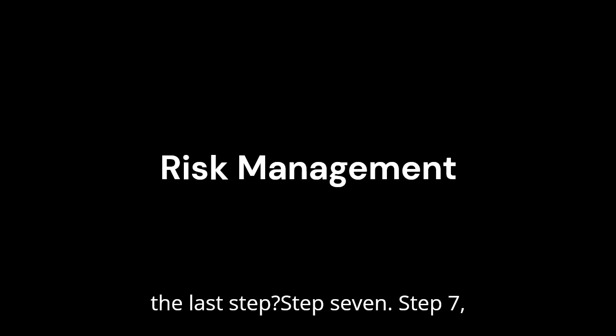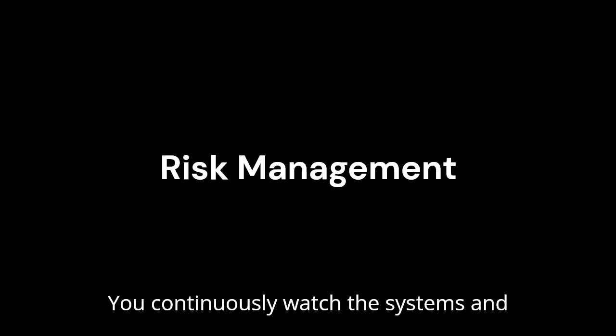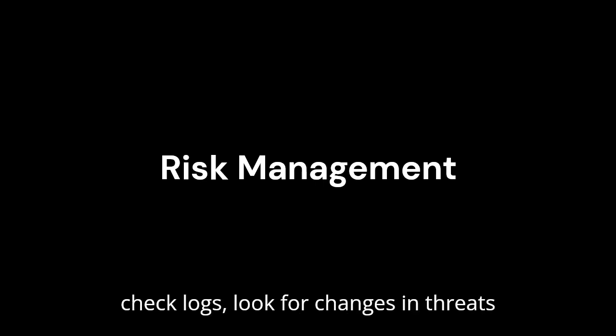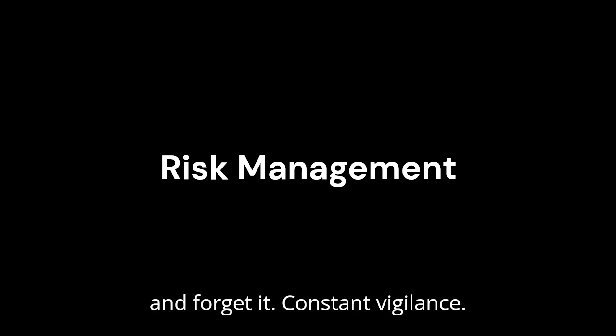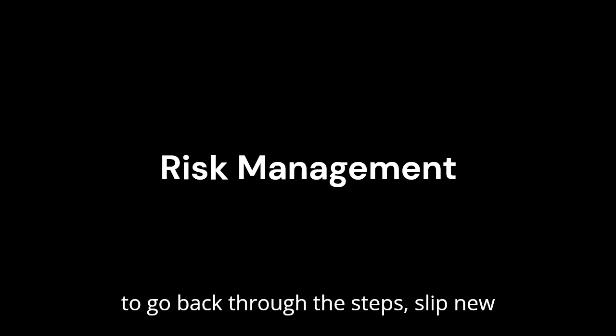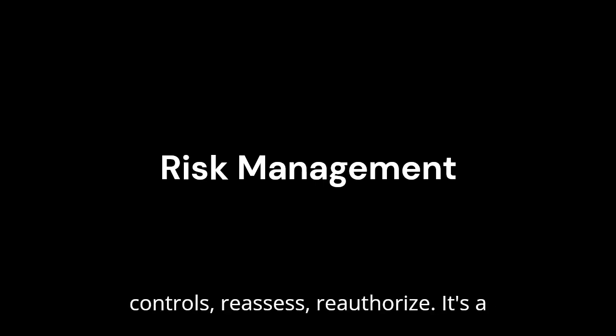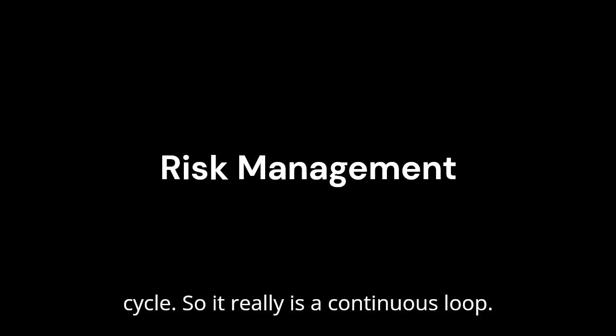What's the last step? Step 7. Step 7, monitor. This is crucial and ongoing. You continuously watch the systems and controls. Perform ongoing assessments, check logs, look for changes in threats or the environment. Security isn't set it and forget it. Constant vigilance. Exactly. Monitoring feeds back into the process. If things change, you might need to go back through the steps, select new controls, reassess, reauthorize. It's a cycle. So it really is a continuous loop.